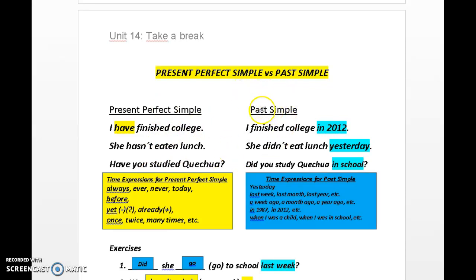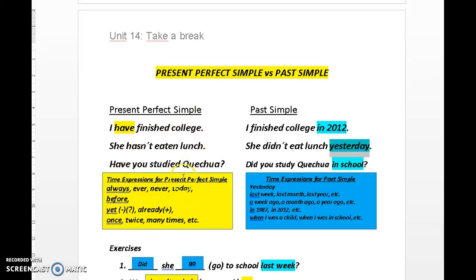On the other hand, the past simple is used to talk about completed actions in the past at a definite point. It is common to mention when, but in present perfect simple, we do not mention when. It is not important.